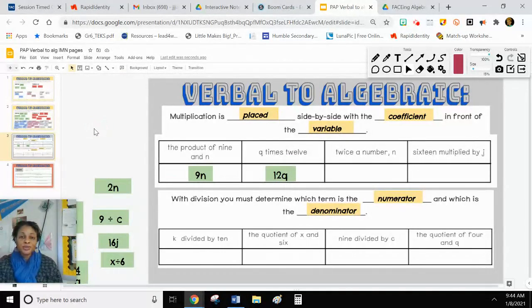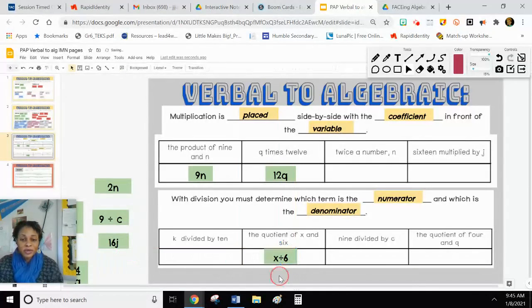With division, you must determine which term is the numerator and which is the denominator. That's very important. Most often when you're looking at that, whatever comes first is the numerator and then the next one is the denominator. Not too hard. So it says the quotient of x and 6. The quotient of x and 6. So x is going to be my numerator and 6 will be my denominator.